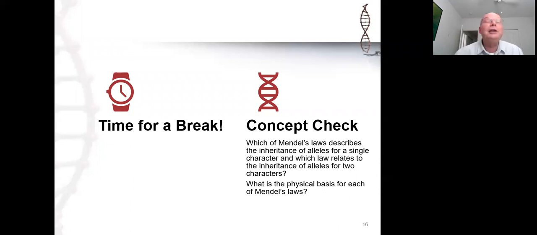The law of segregation is anaphase 1, isn't it? I misspoke on that one. So the law of segregation is the separation of the homologous chromosomes in anaphase 1. So maybe I should write this in.